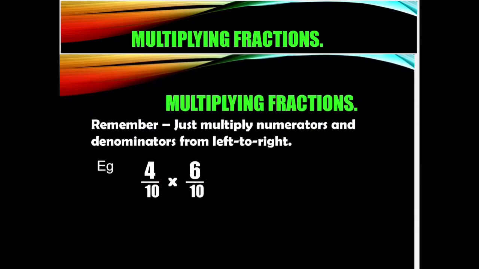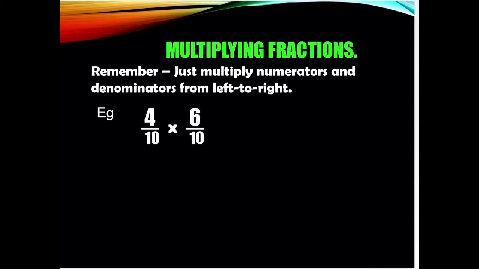3/10. Okay, with this next example, let's go ahead and do this both ways to show you what's going on here. Again, you can just multiply left to right. So 4 times 6 is 24. And then 10 times 10 is 100. And then it comes down to reducing it into lowest terms.